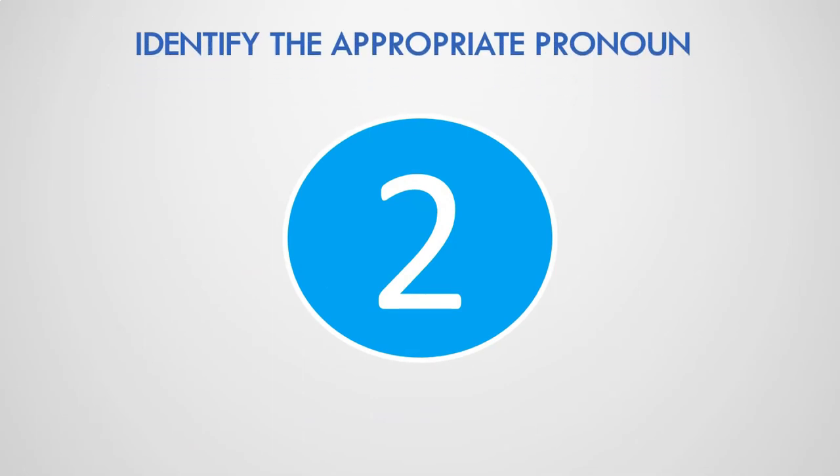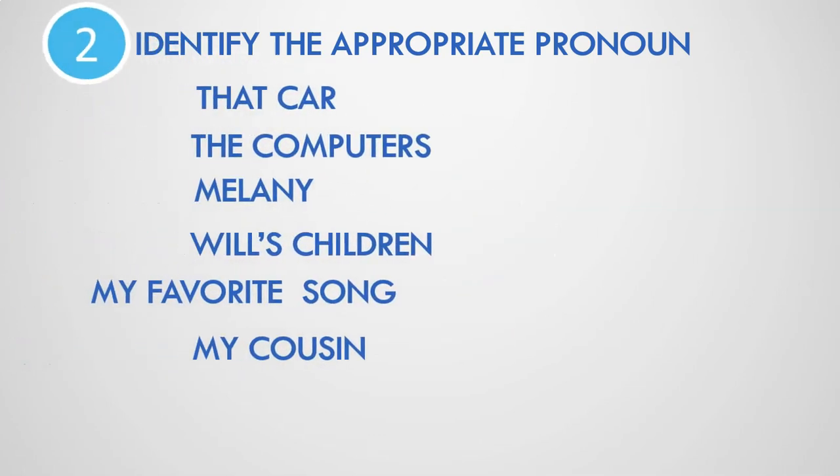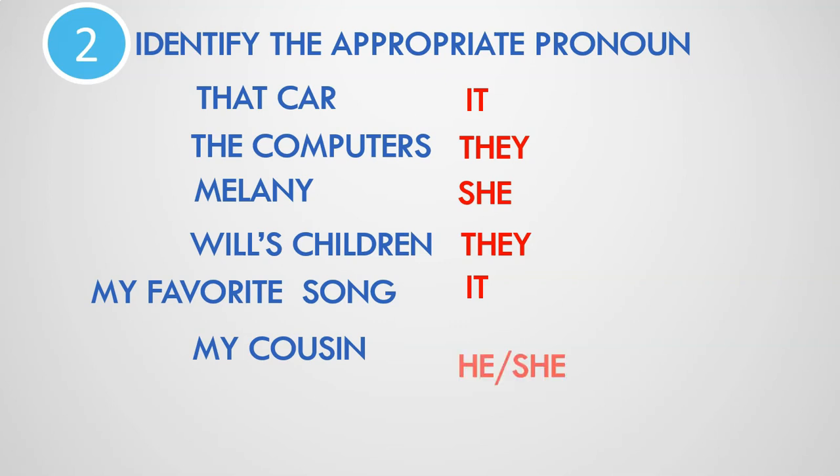Second, you have to be able to identify the appropriate pronoun. When we mention something for the first time, we use nouns instead of pronouns. So you should be able to visualize the pronouns behind it. For example, what do you say is the pronoun for the car? It, right? The computers, they. Melanie, she. Will's children, they. My favorite song, it. And my cousin, he or she.